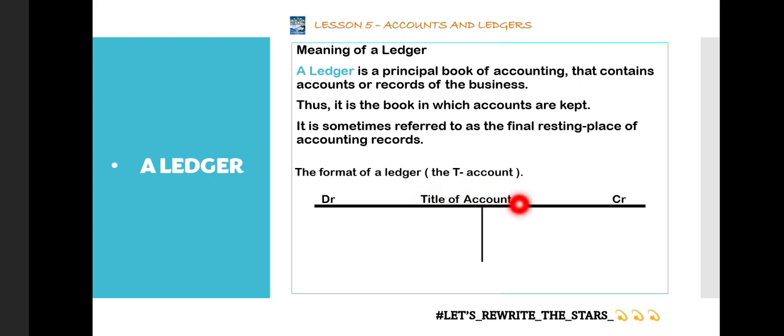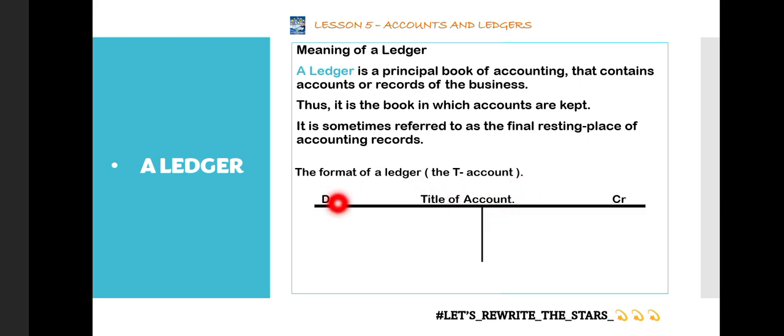If it is wages account, at the top. Sales account, at the top. GCB Limited or GCB Bank, whatever, at the top. Toshiba Limited, at the top. You get it? So where the title of account is, that is where the name of the account is supposed to be written.